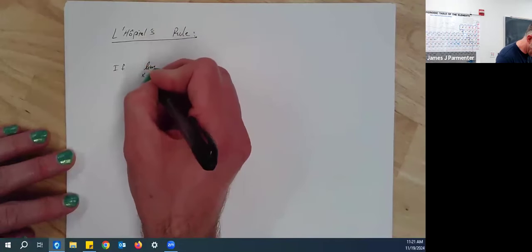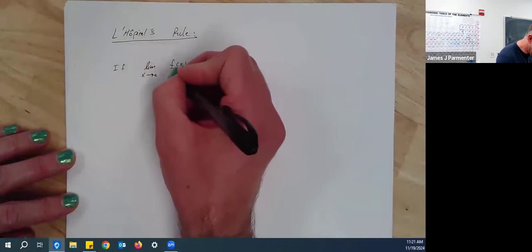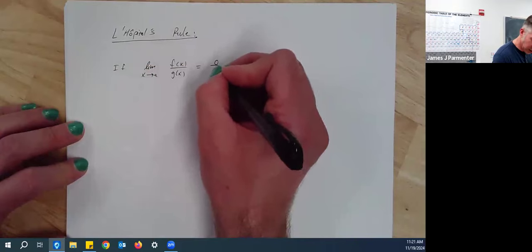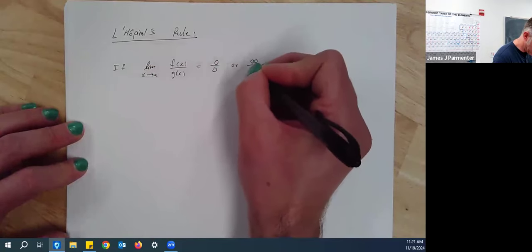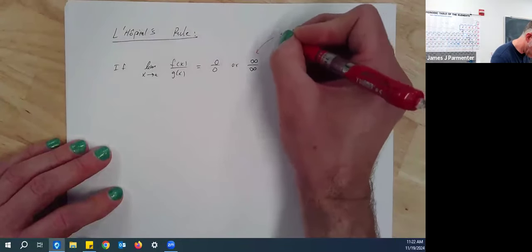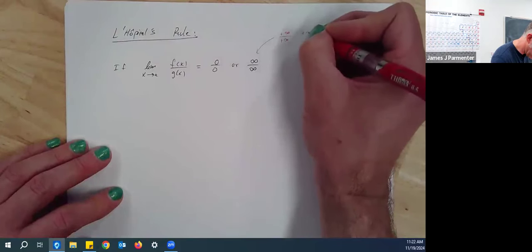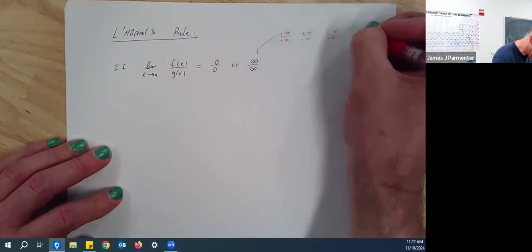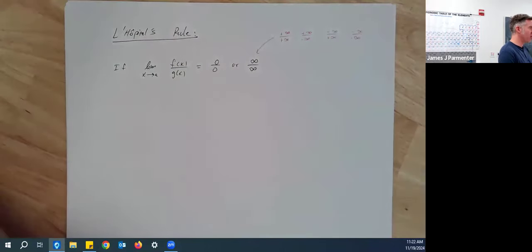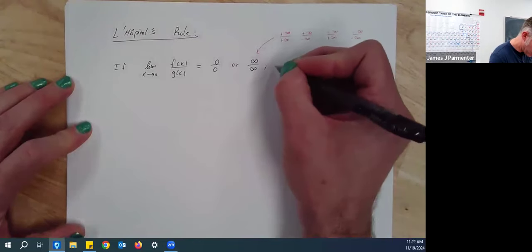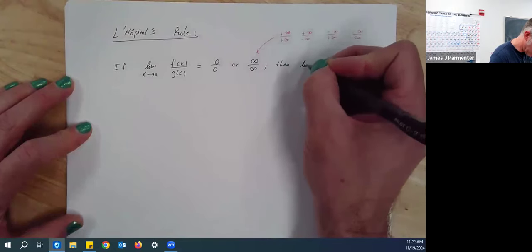So if the limit as x approaches a of f of x over g of x ends up equaling, when you plug in a, 0 over 0 or some sort of infinity over some sort of infinity. When I say some sort of, I really mean it could be a positive infinity over a positive infinity, or a positive infinity over a negative infinity, or a negative infinity over a positive. It doesn't matter what type of infinity you have on the top or the bottom. Anything goes with infinities, as long as it's one sort of infinity on top and any other sort of infinity on the bottom.